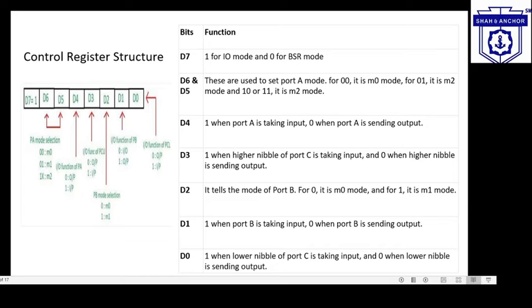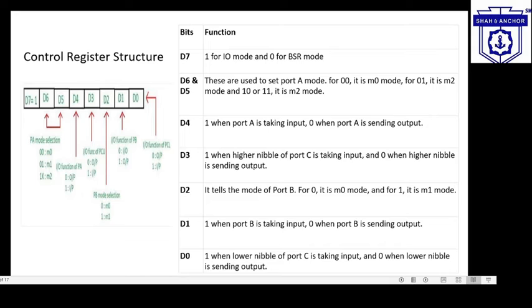And when you go for the D4 bit, it is 1 when port A is taking input, and when it is 0, port A is sending the output. That means when we use port A as an input port, D4 is 1. When we are using port A as an output port, the D4 bit is 0.